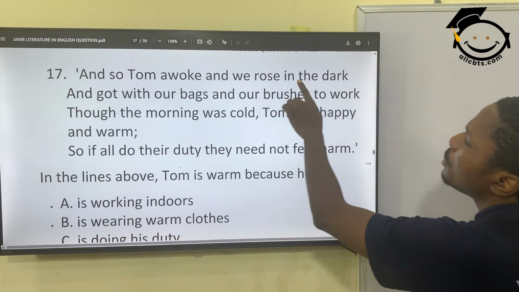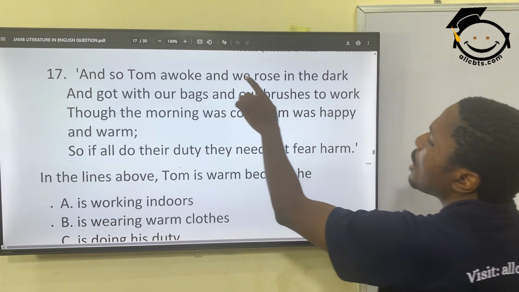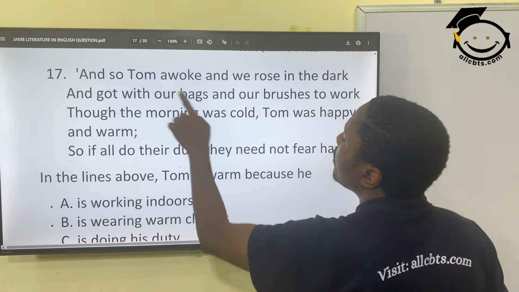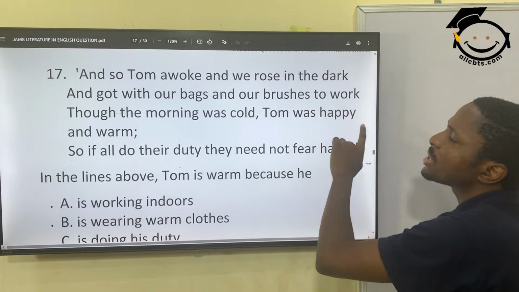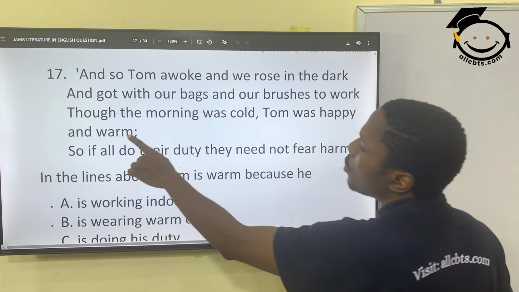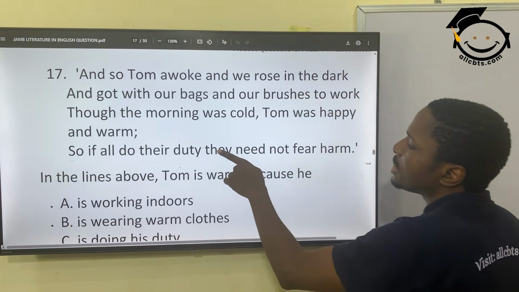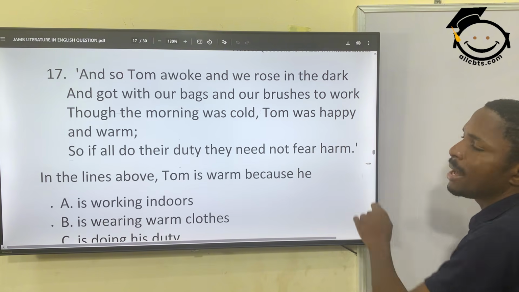Tom awoke and rose. So Tom awoke and we rose in the dark. We got our bags and our brushes to work. Though the morning was cold, Tom was happy and warm. So if all do their duty, they need not fear harm.